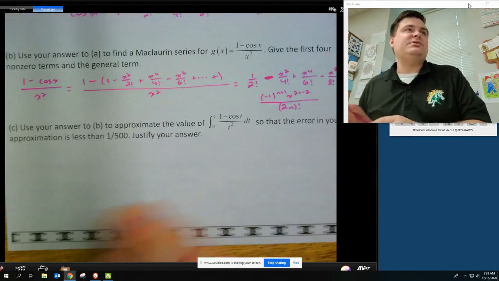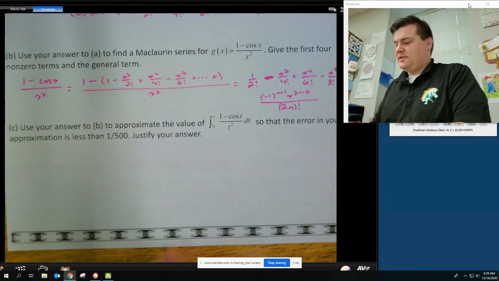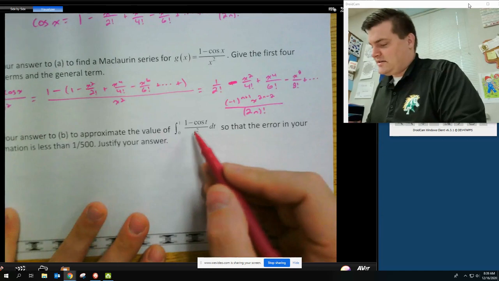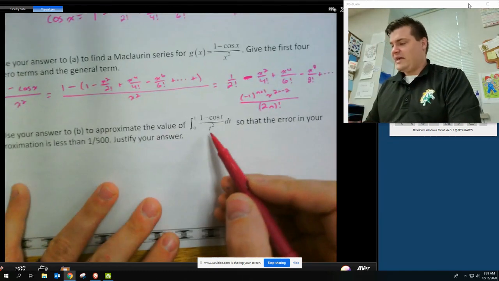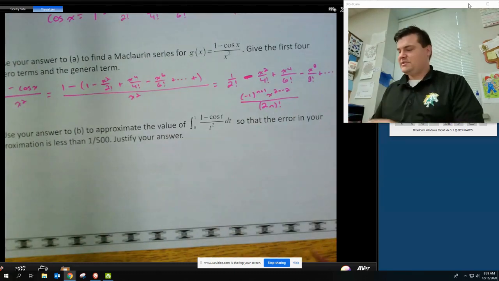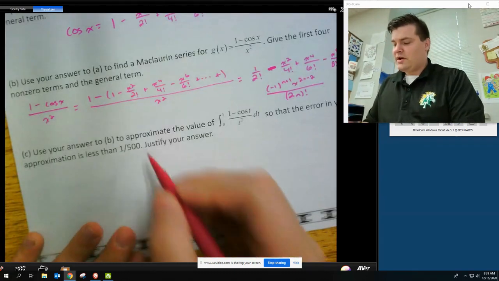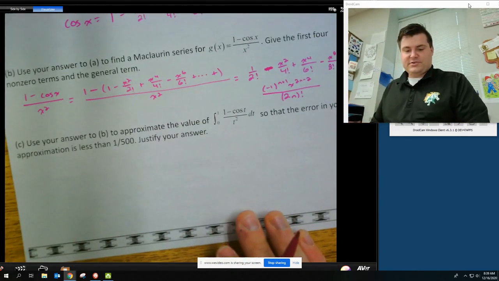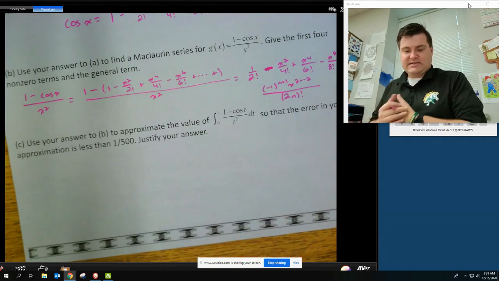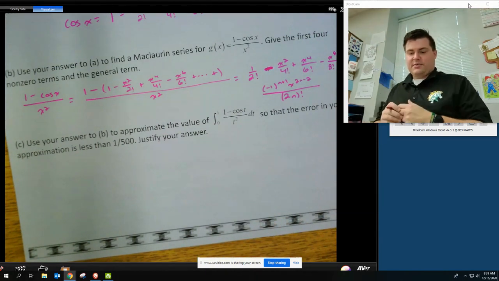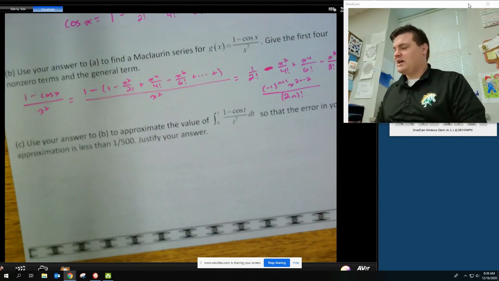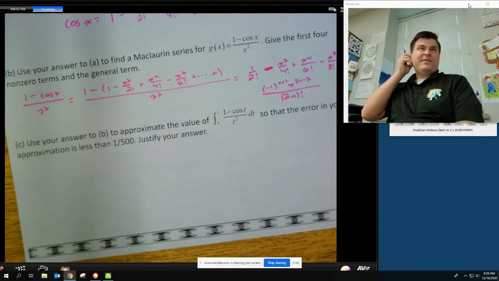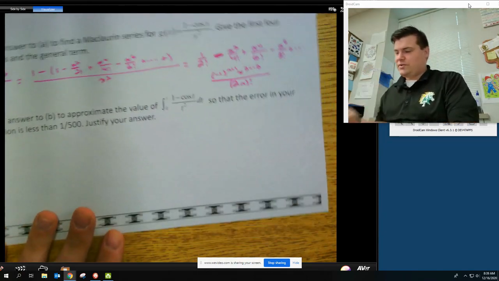practice makes perfect. Now use your answer to approximate the value of this right here, because again, we cannot take the integral of this. It's very difficult to do. So we have to put this in Maclaurin series so that the error is less than 1 over 1/500. So it's going to be the exact same situation here where we're going to want to find the stop and chop. Okay, I'll be a little bit more formal with this one than I was before because I was just kind of showing you.